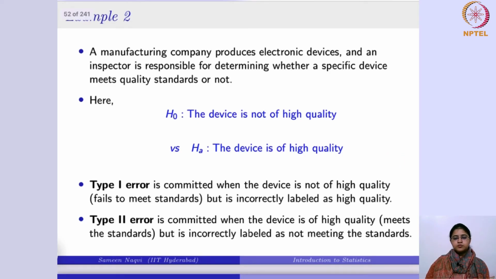Again, type 2 would be when you fail to reject the null hypothesis when it is false. So it would be committed when the device is of high quality, basically it meets the standards, but is incorrectly labeled as not meeting the standards. So this is how you can construct different examples, and from those examples you can see what your type 1 and type 2 error are.